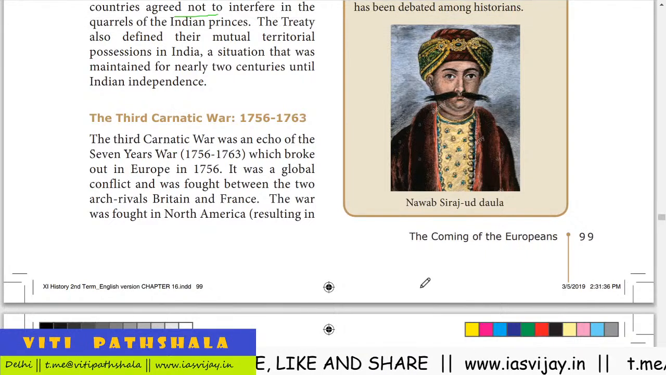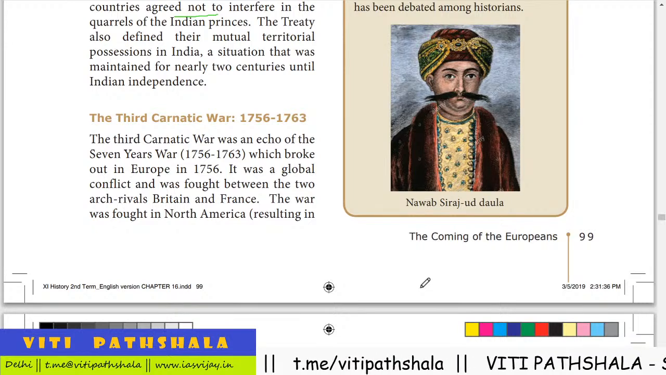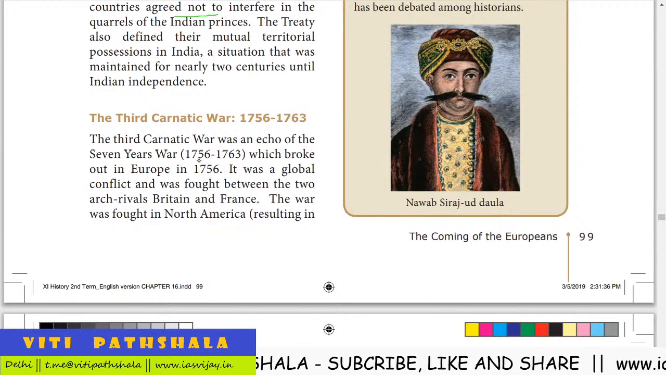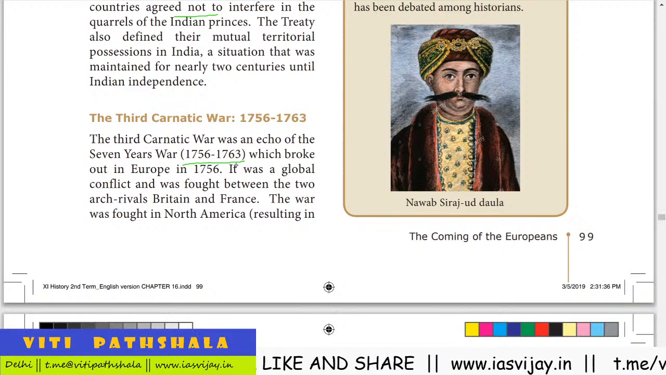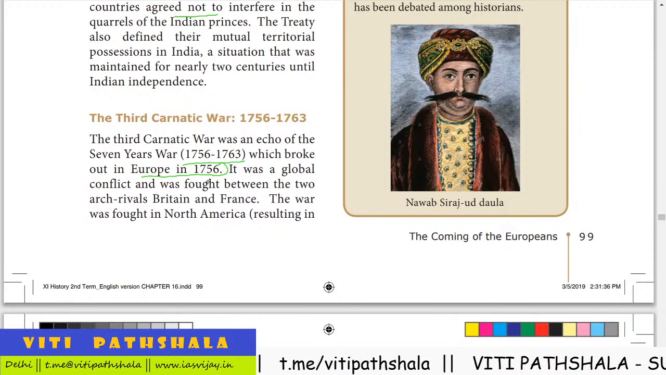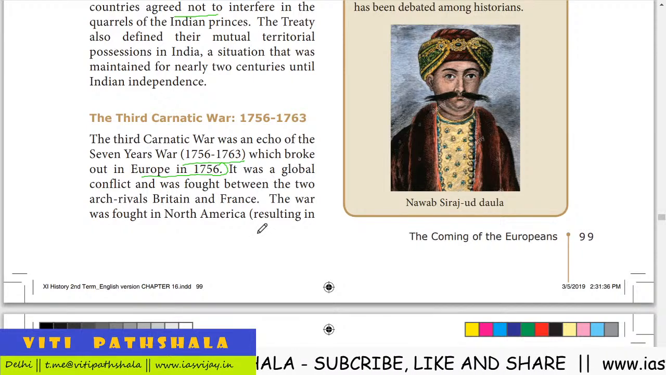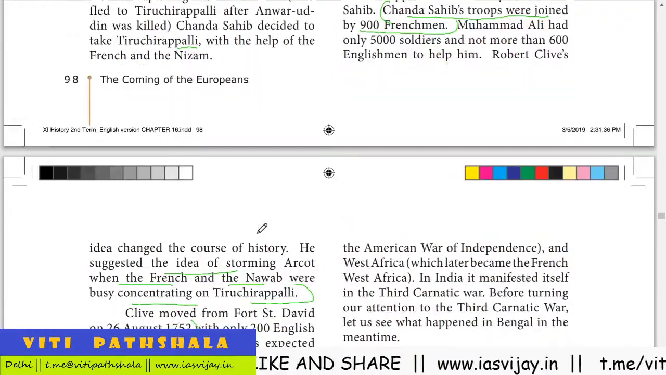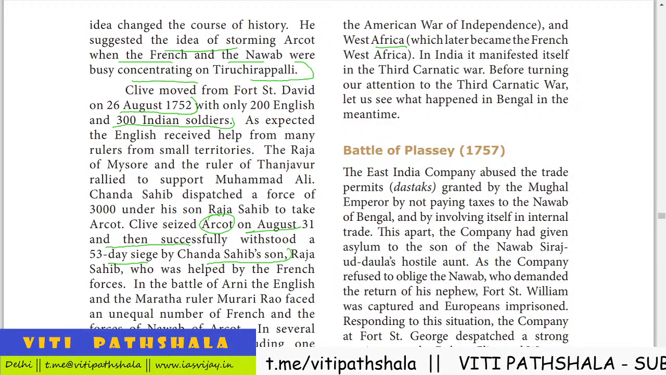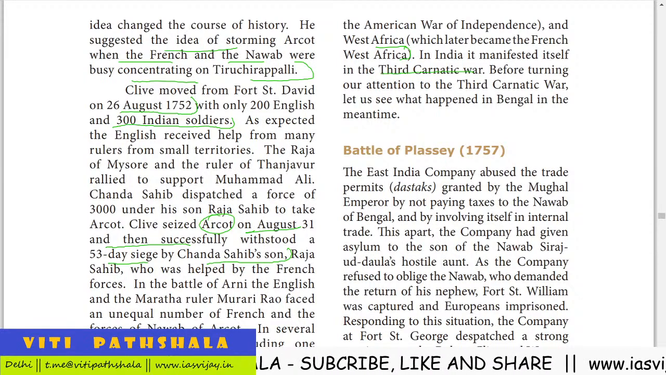until Indian independence. Now, the Third Carnatic War, 1756 to 1763. The Third Carnatic War was an echo of the Seven Years' War, that is 1756 to 1763, which broke out in Europe in 1756. It was a global conflict and was fought between the two arch rivals, Britain and France. The war was fought in North America, resulting in the American War of Independence, and West Africa, which later became French West Africa. In India, it manifested itself in the Third Carnatic War.